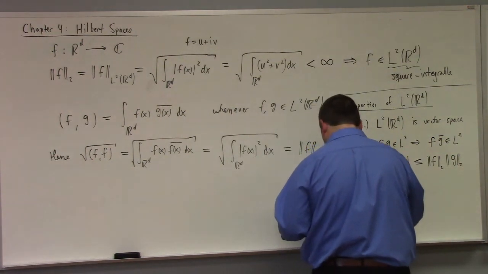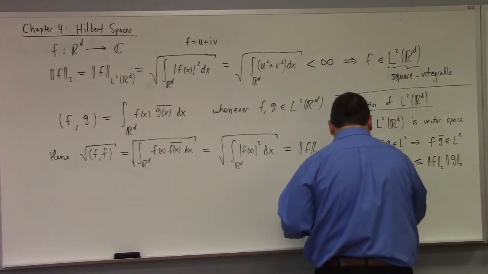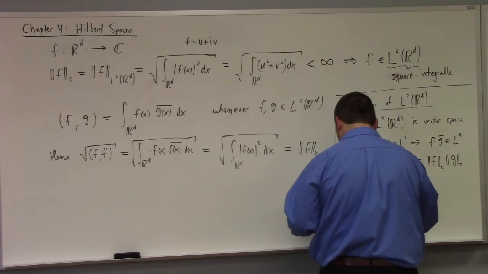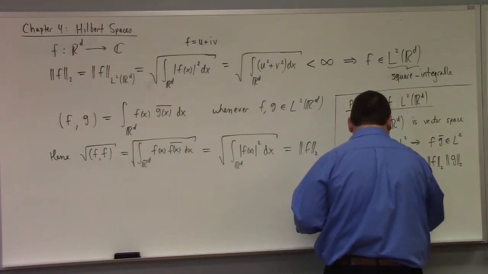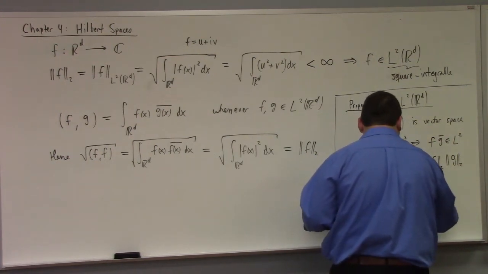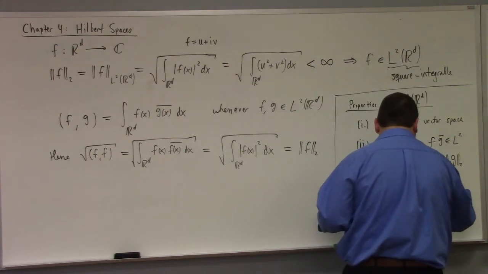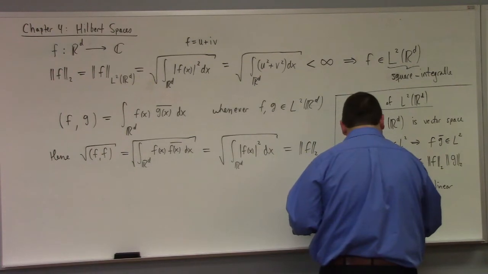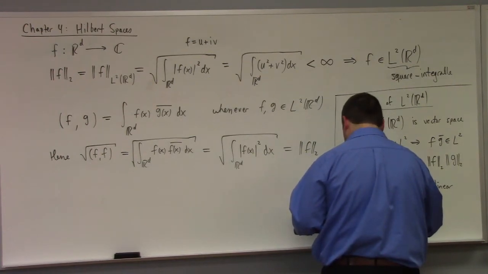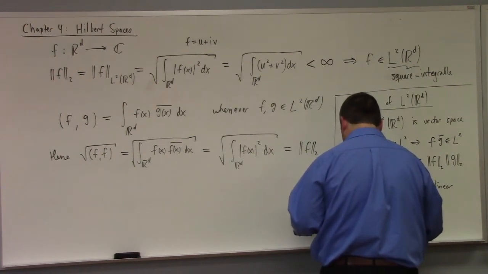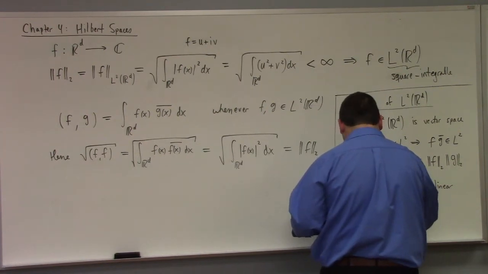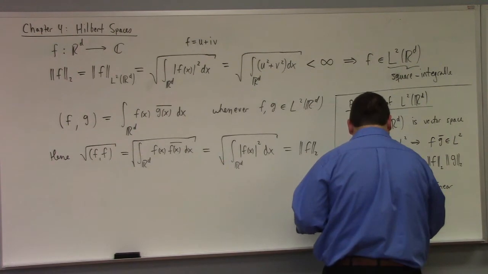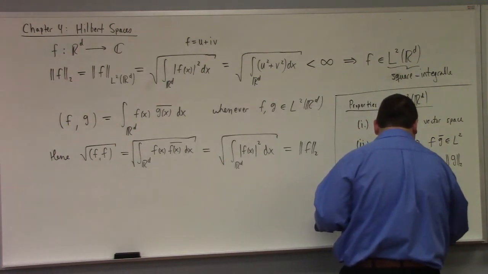And three, f maps to the inner product of f and g is linear. And g, well, that's kind of a funny way to say it, but right. The inner product of f and g is equal to the conjugate of the inner product of g and f.